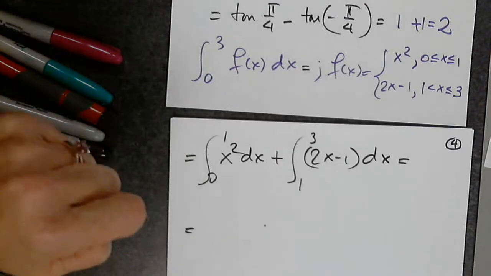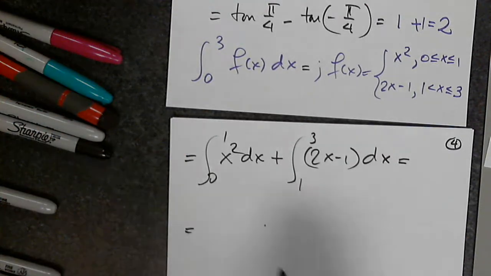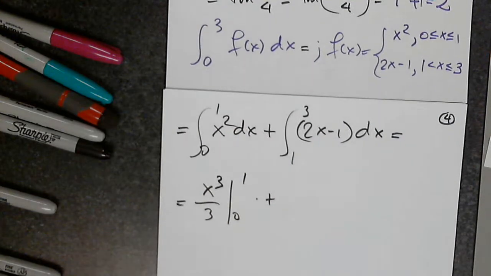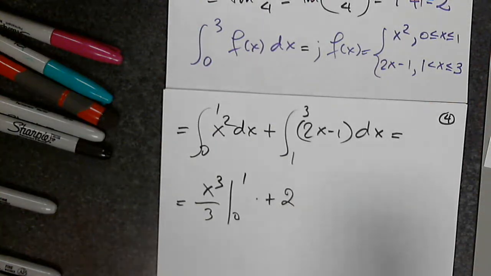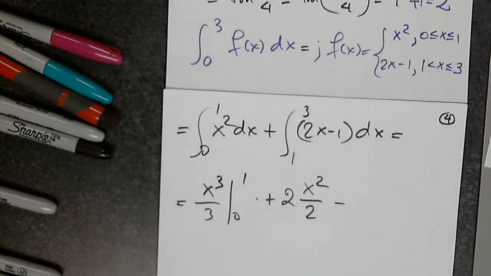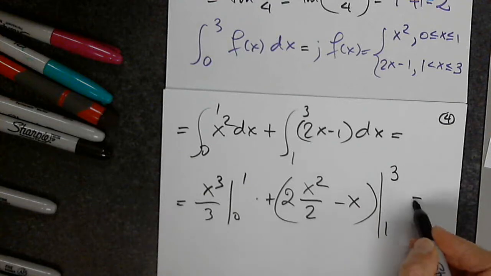Awesome. Which function prime is x squared? Very good. From 0 to 1. Plus. Which function prime is 2x? Excellent. Minus which function prime is 1? From 1 to 3. Excellent.